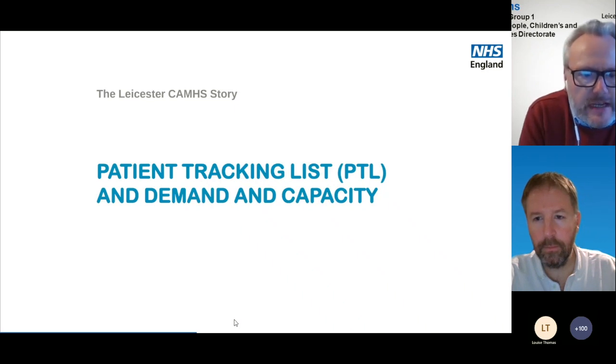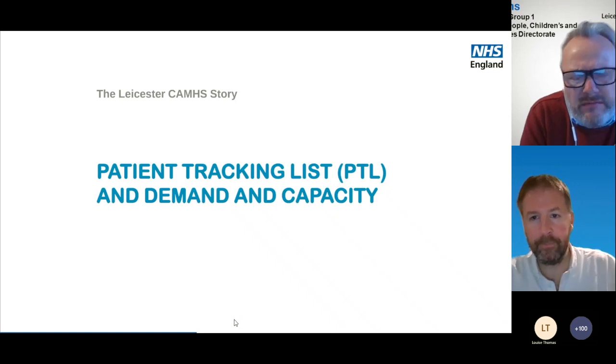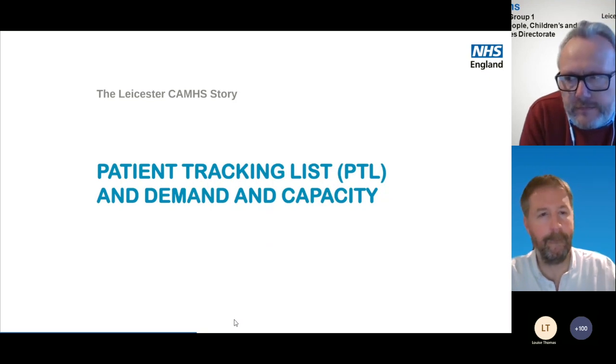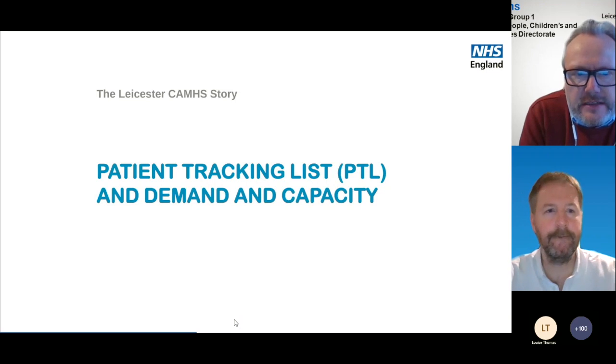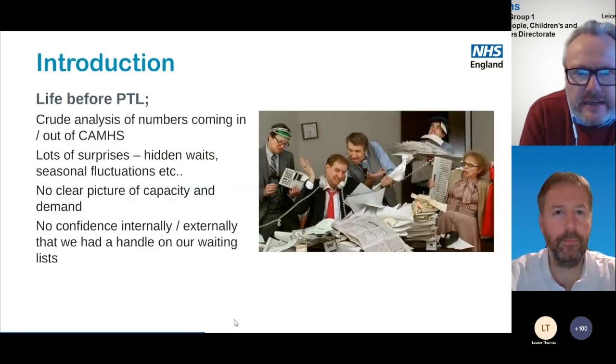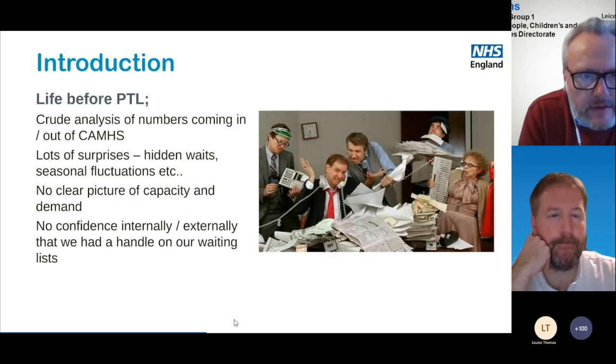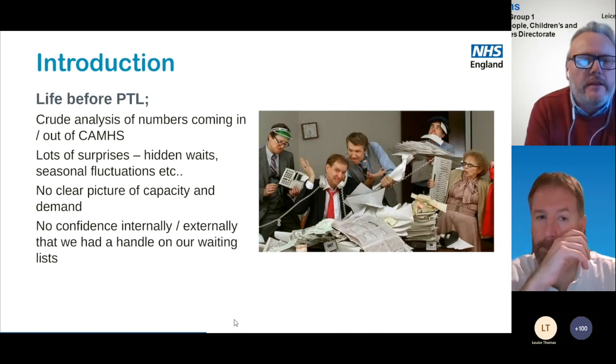Just to give you some context, we started PTL within CAMHS 4 to 5 years ago in response to a CQC inspection that found us to be inadequate for responsive. As you can see from this slide, demand and capacity is intrinsically linked into PTL, so it's really important that that's considered as part of that.